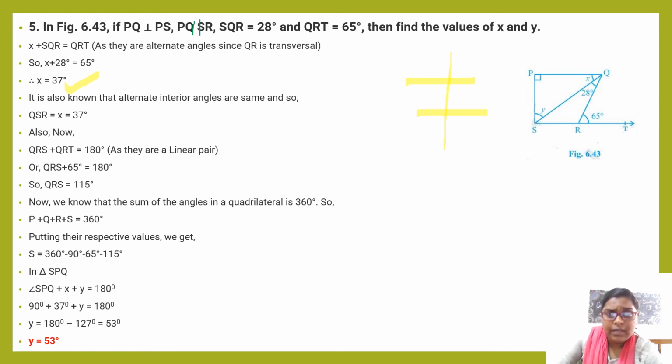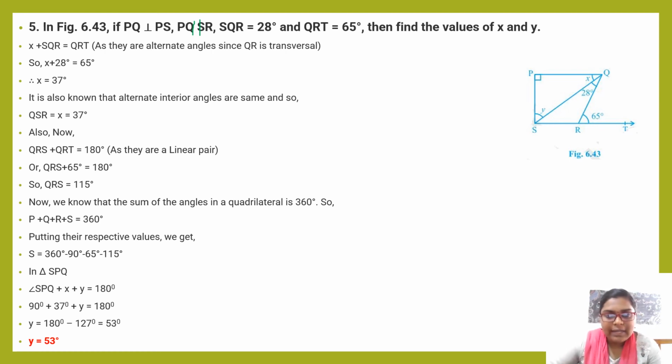Next, here if you notice, we know that QSR, okay, QSR is equal to x. Why? Both are alternate interior angles. So alternate interior angles are the same. So your x value is 37 degrees. QSR is equal to 37 degrees.